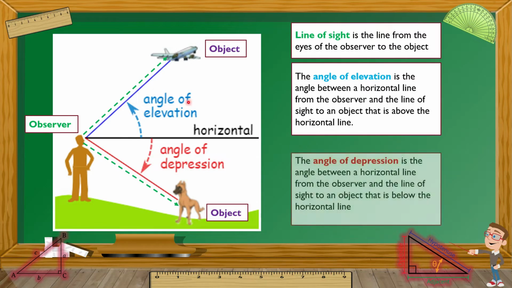Ngayon naman itong angle of depression naman. So, the angle of depression is the angle between a horizontal line from the observer and the line of sight to an object that is below the horizontal line. Okay? So, dito, ito yung horizontal line natin at ito yung line of sight niya. So, tinitingnan niya dito, itong aso. Okay? So, yung mabubuong angle dito, ito yung tinatawag nating angle of depression. So, yan yung ano niya, no? Definition niya is the angle between a horizontal line from the observer and the line of sight to an object that is below the horizontal line.